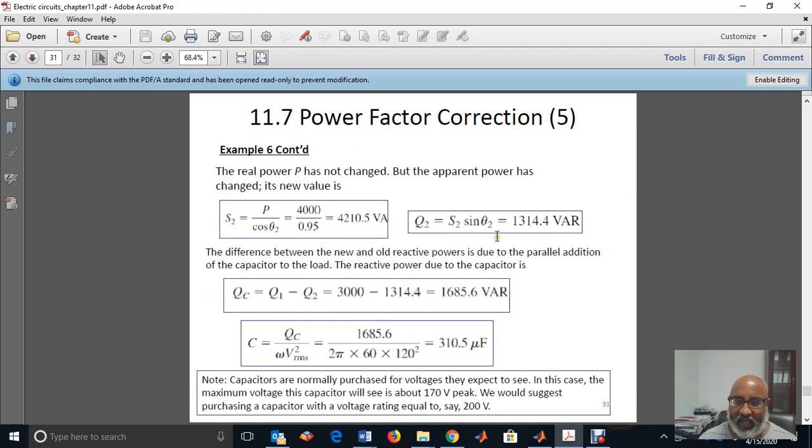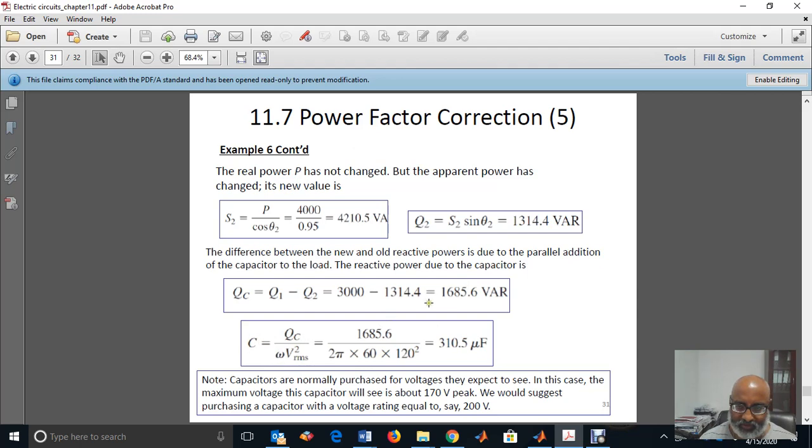Q2 is S2 times sine theta 2. So this S2 times sine theta 2 will give me this. Now QC is Q1 minus Q2. The difference between the two will be QC: 3000 minus this one, 1685.6 volt ampere reactive. Therefore, the required capacitance C is QC over omega V RMS squared.